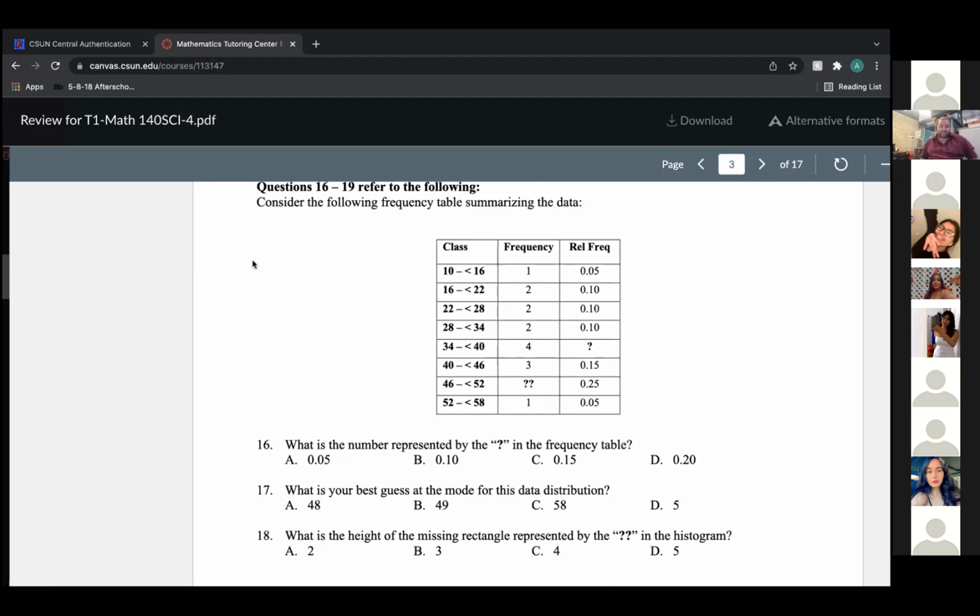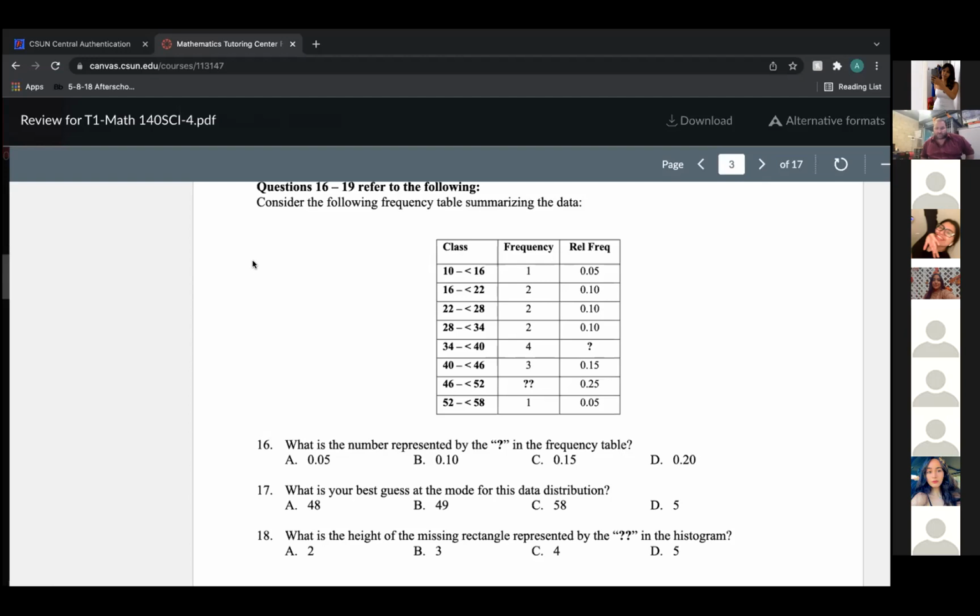17, what is your best guess at the mode for this data distribution? Well, the mode is going to be the one that occurs the most. The most is the 46 to 52 class. It's with six from 46 to 52. So if I had to pick one specific number to represent that class, I'd pick the one right in the middle. And the number right in the middle of 46 to 52 is 49. So the answer will be B, 49.